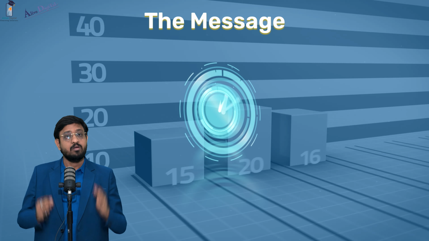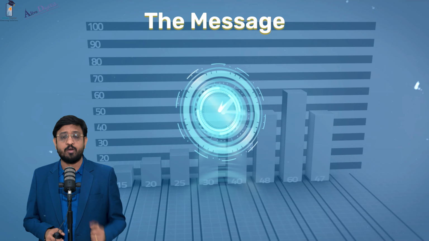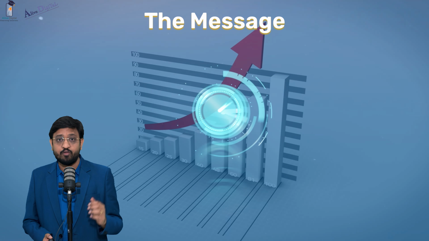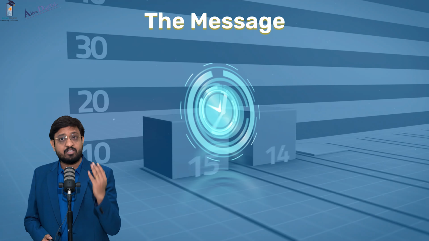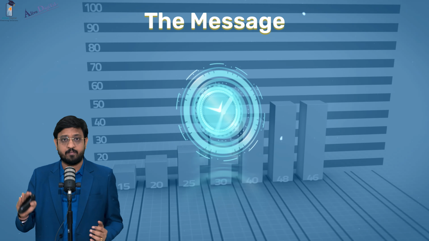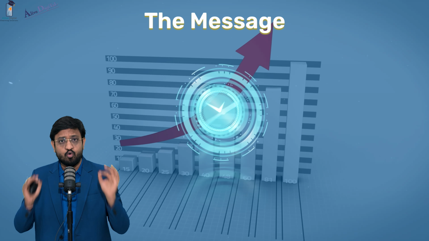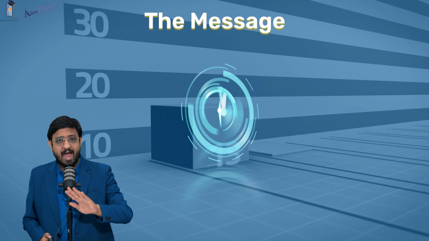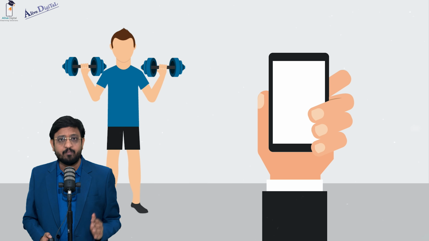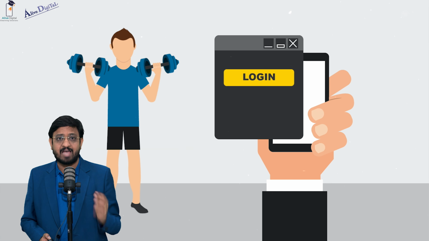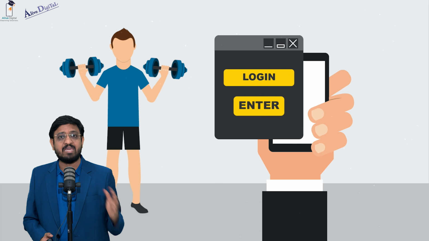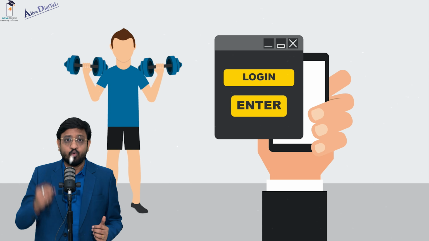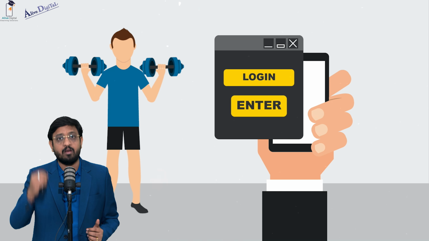The message. The message is the core value proposition. This is where you highlight a specific benefit or feature that sets your product or service apart. Don't try to cover everything in one ad. Keep it simple and clear. For example, if you are advertising a fitness app, focus on one key benefit like track your progress in real time. The goal is to leave a memorable impression.